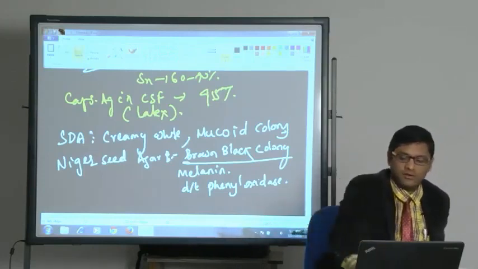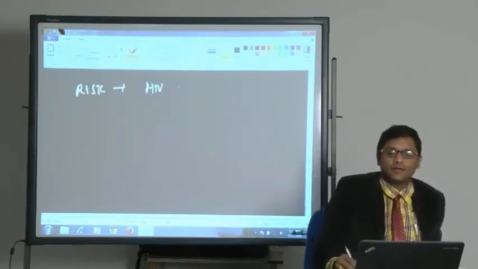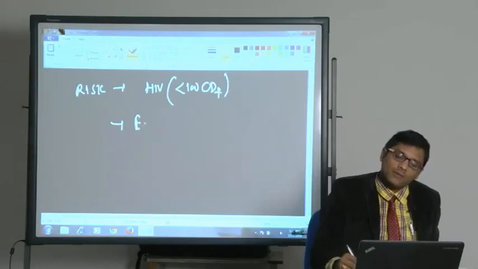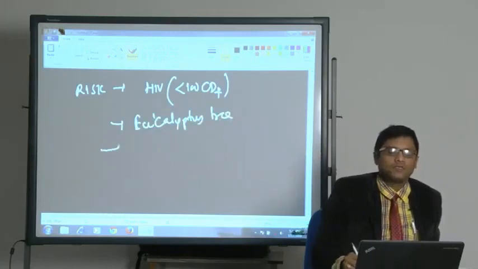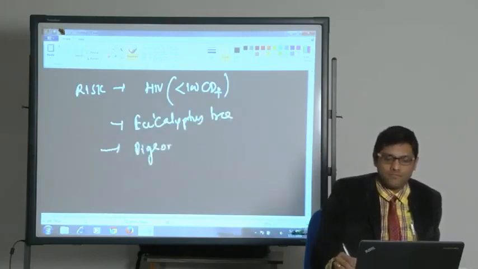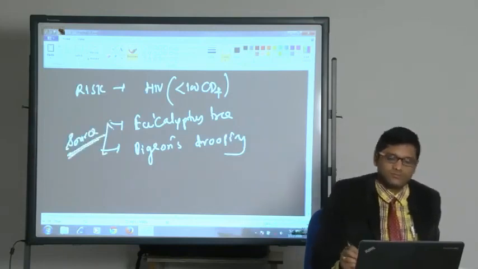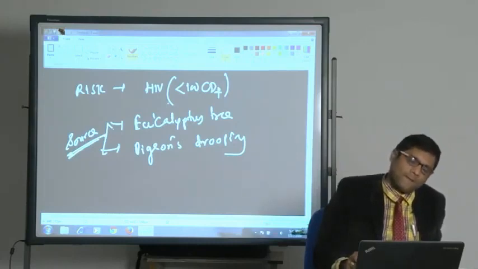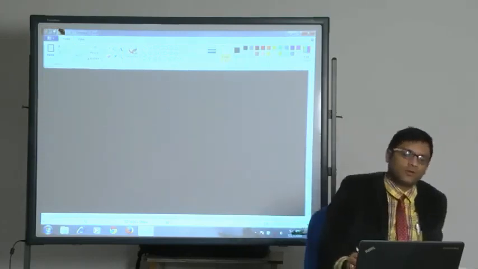Okay, so this is all about it. Regarding the risk factors, of course, HIV infected individuals with less than 100 CD4 count. The eucalyptus tree and pigeon droppings are all considered as sources of infection. So this is all about Cryptococcus.